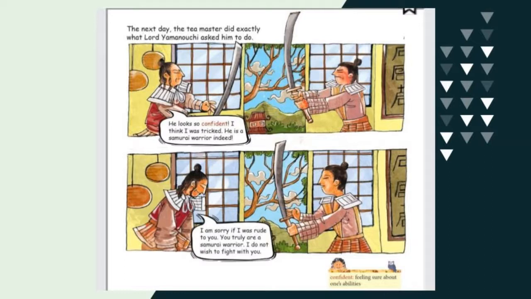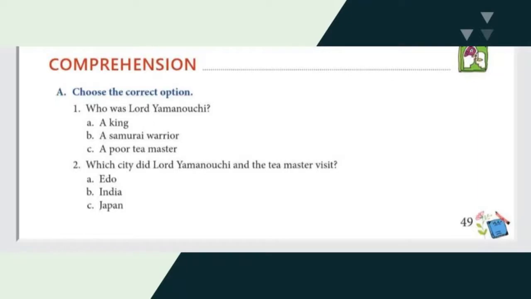Students, whatever problems will occur in our life, we should face the problems with confidence and peace. Then only we can easily come out from that problem and we can easily handle it. Okay? So stay positive and face the problems with confidence. Okay, students, the story is over.